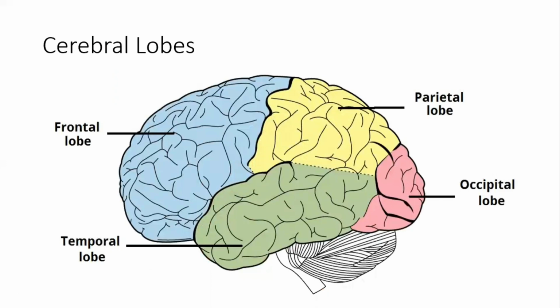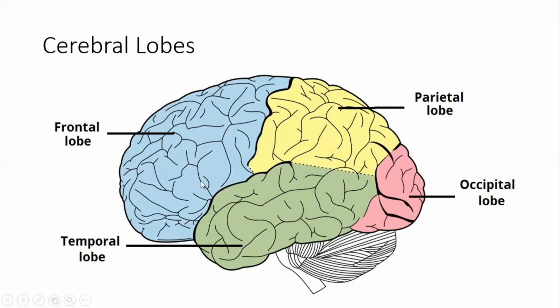Now, the cerebrum has four major lobes. This is from a lateral view. So this is anterior and this is posterior. In the anterior, we have the frontal lobe, this one right over here, the most anterior part. Then posterior to that, we have the parietal lobe. And then posterior to that, we have the occipital lobe. And inferior to the parietal lobe, we have the temporal lobe.